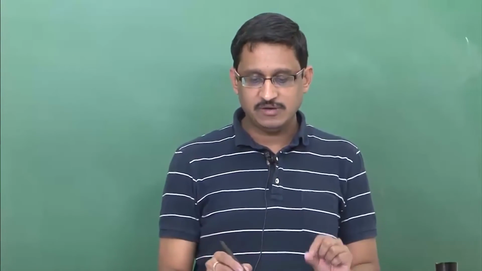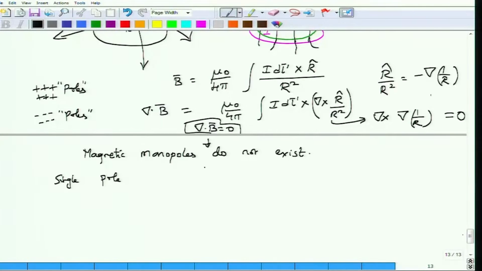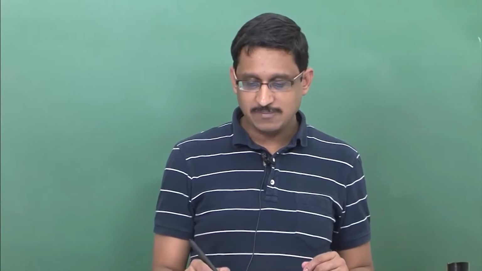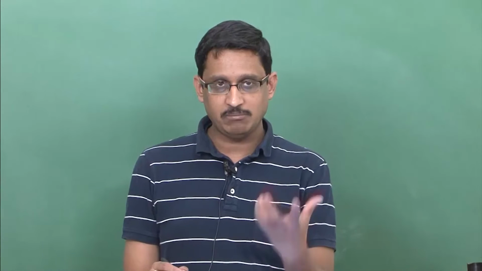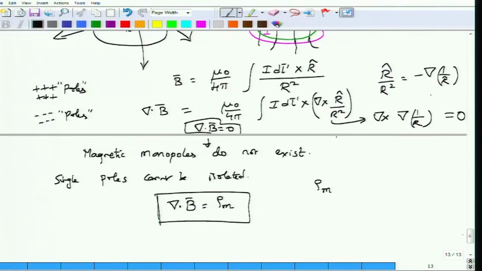So what we mean when we say magnetic monopoles do not exist is that single poles cannot be isolated. So far we have not found any case where we have a magnetic charge density rho m. If there was any magnetic charge density in the universe, then the magnetic form of the law would actually read del dot B is equal to rho m. Mathematically this might be alright, to show that del dot B is equal to 0, but if physically rho m does exist, then you have to change that law into del dot B equal to rho m.